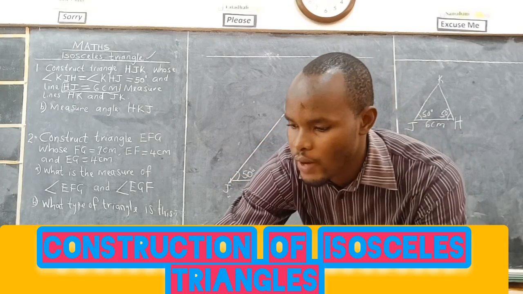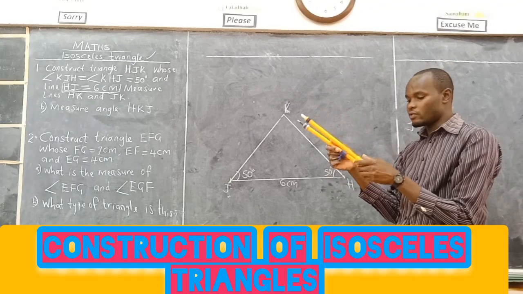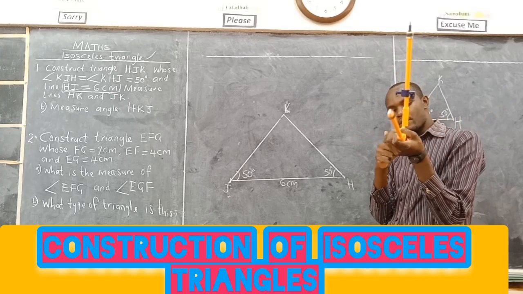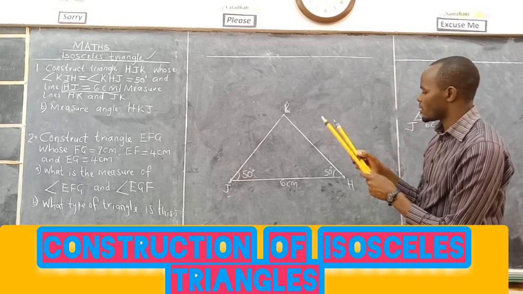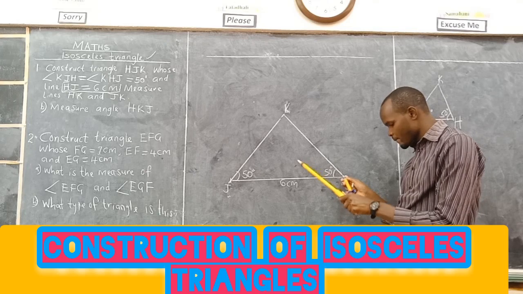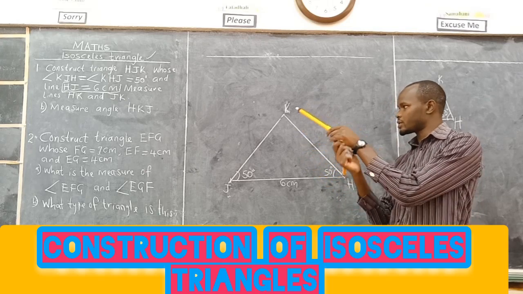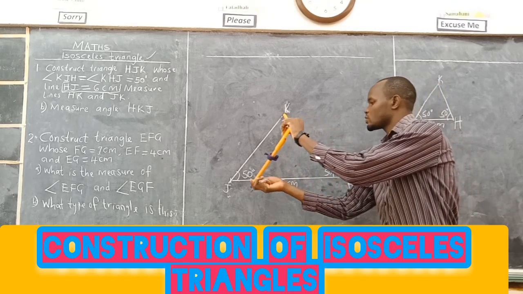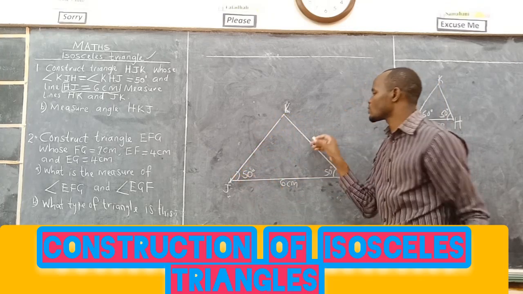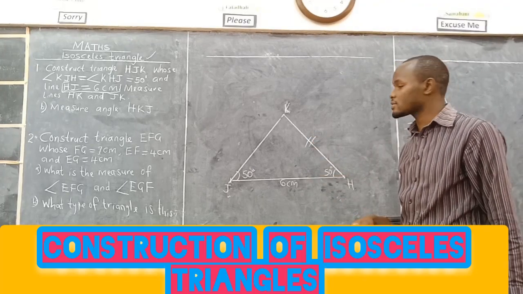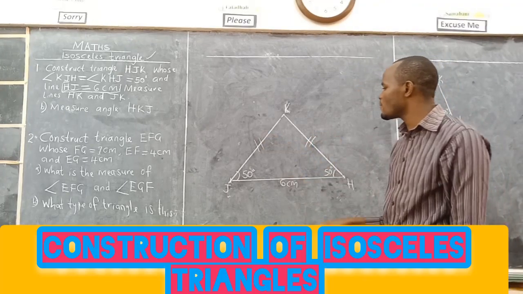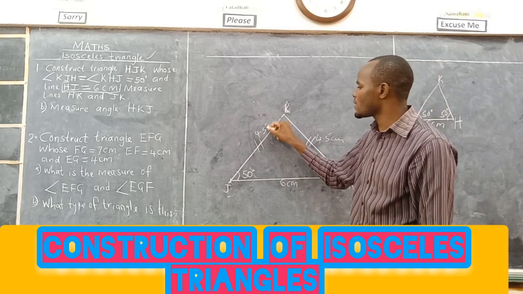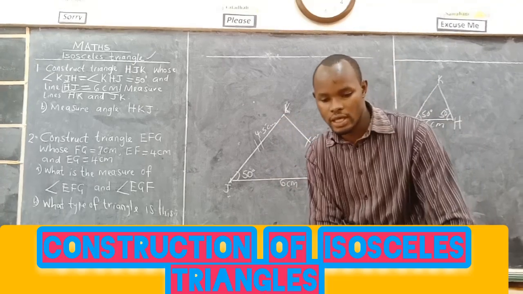You can also confirm whether they are equal using your divider. A divider is the one with sharp tips on both sides, but I'm going to use a pair of compasses. So you extend that. For you to confirm, you take it to the other side and see whether they are equal. So those two lines are equal. These two lines are equal. This one is 4.5 centimeters. This is 4.5 centimeters.